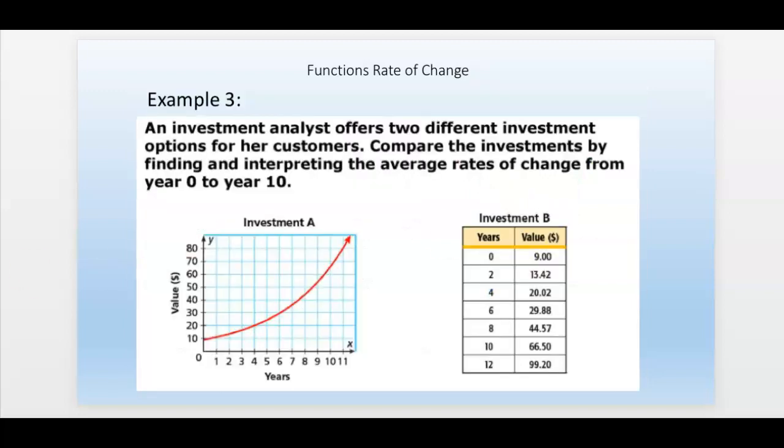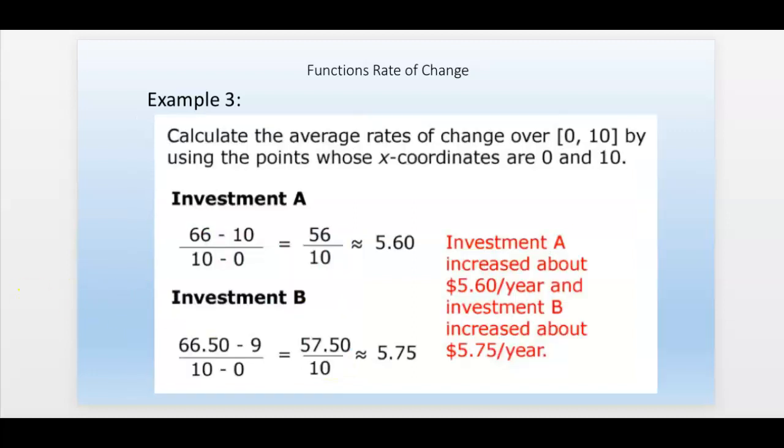An investment analyst offers 2 different investment options for her customers. Compare them. Compare from 0 to 10 years. In that case, it looks like investment B is better. 5.75. That's if you compare for 10 years.